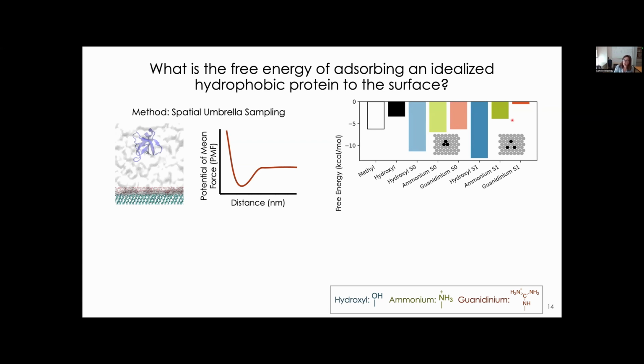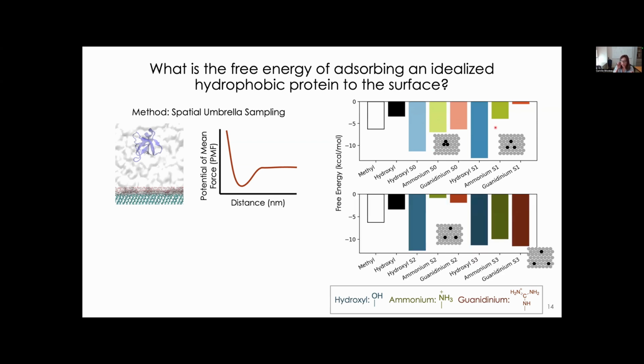And then the other feature that I want to point out to you is that, again, the ammonium surface is binding more strongly to hydrophobin than the guanidinium surface at S0, S1. And then as we look at S2 and S3, you can see this order reversal. And then it becomes very strong binding at the end.